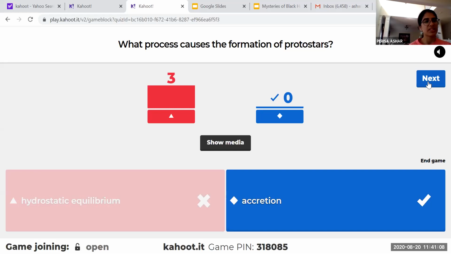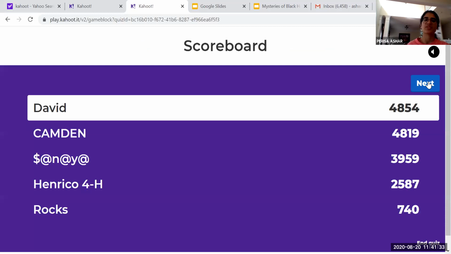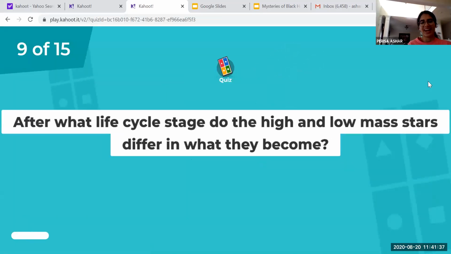So with the main sequence star, this young star reaches the hydrostatic equilibrium state, which refers to a condition of fluid at rest. A main sequence star reaches this state because its gravity compression is balanced by its outward pressure, giving it a solid shape. So accretion really goes with protostars, and hydrostatic equilibrium is a state that goes with main sequence stars. So that was a tricky question, clearly, but it's all right.